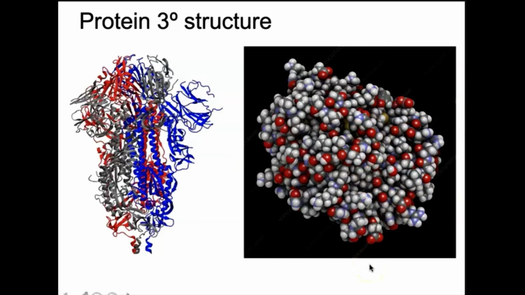This second picture here is a space filling model of an enzyme called trypsin. This is a digestive enzyme, and what you're seeing are the parts of the polypeptide that are on the outside surface of this larger complex structure. So certain amino acids will be towards the outside, some will be on the inside. How does a long polypeptide chain fold into a very specific shape like this? And that's the type of question we're going to talk about in the next lecture.